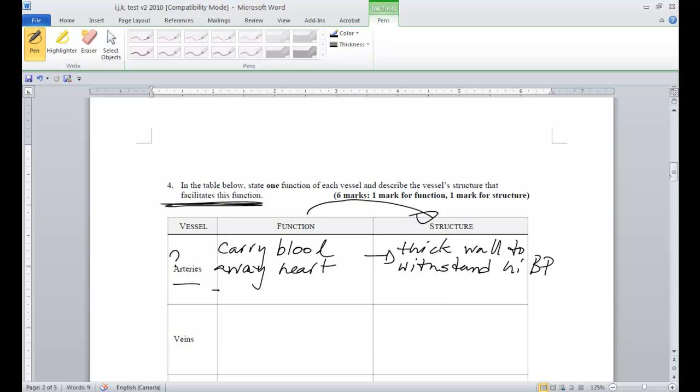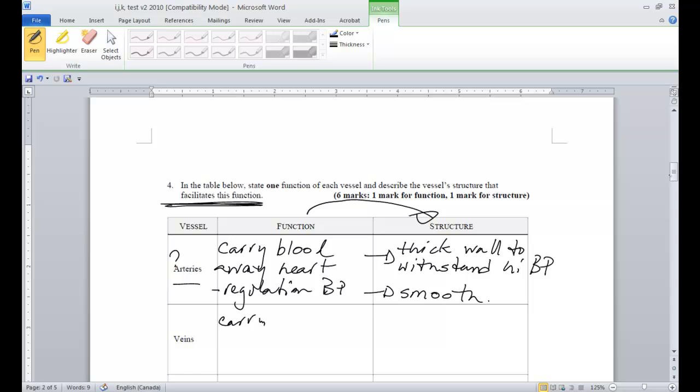You could also say, and I think two people said, could help in the regulation of BP, of blood pressure, and then the structure would have been the smooth muscle that can constrict or dilate to help to regulate.